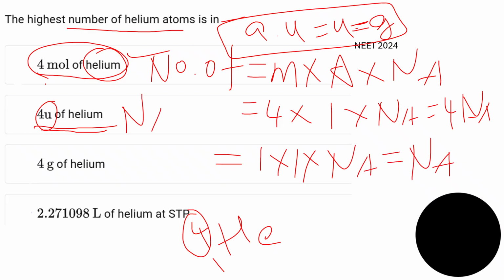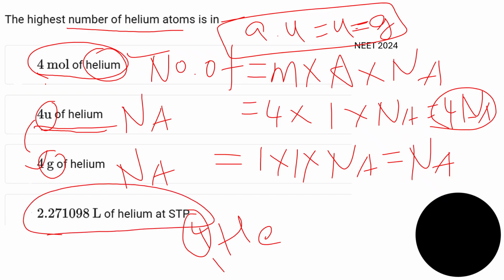Here it is Na. Then these two options are the same because here it is also 4 grams. These two options are the same. Here it is also Na. Here only it is 4 Na. These two are Na. Then what about the last option?